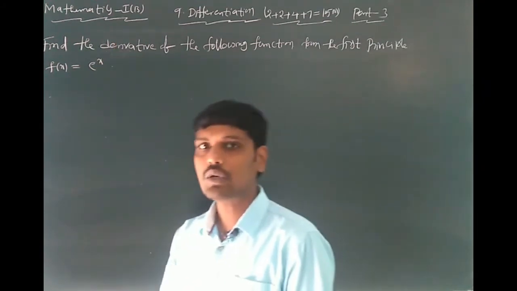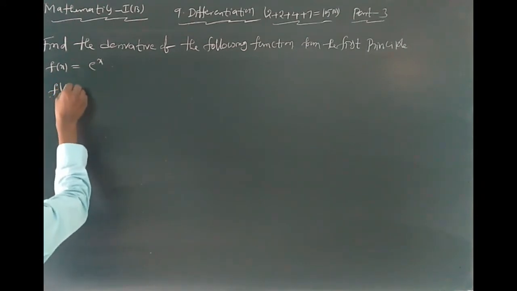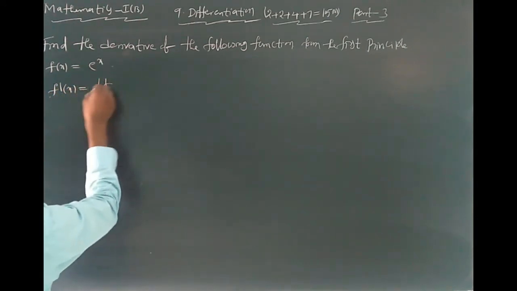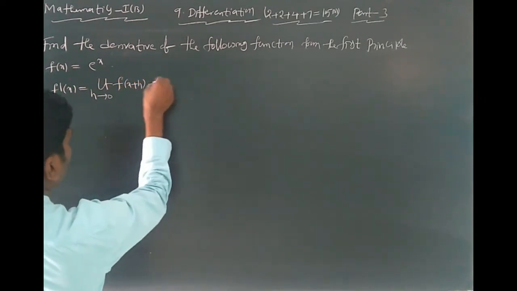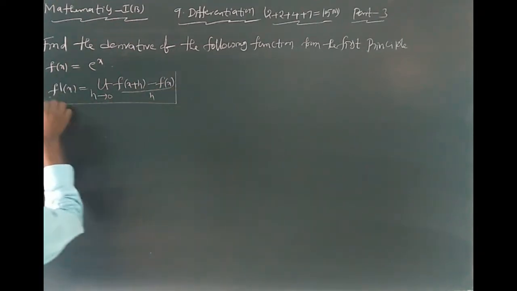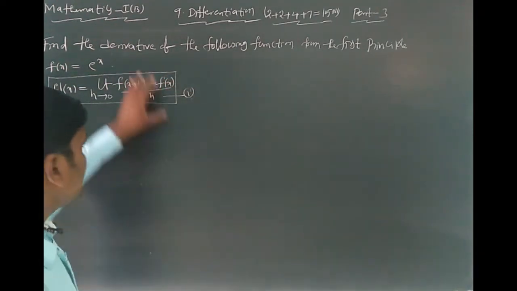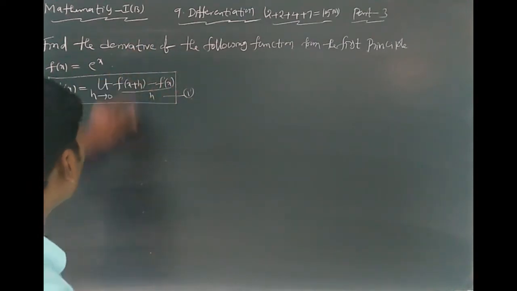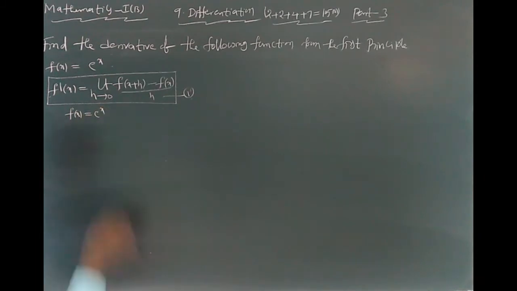f of x is equal to e power x. First, you can write the first principle formula. What is that formula? f dash x is equal to limit h tends to 0, f of x plus h minus f of x, all by h. This one is the formula of first principle. In this formula, the f of x value is given, that is e power x.